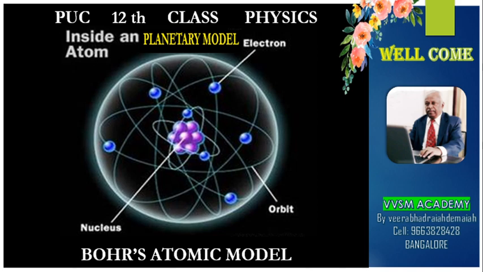Bohr's atomic model. Well friends, today before going to discuss the Bohr's atomic model, we should know about the structure of an atom. An atom consists of electrons, protons and neutrons. The protons and neutrons are packed together in the nucleus, and the electrons revolve around the nucleus of an atom. This is the fundamental structure of an atom.